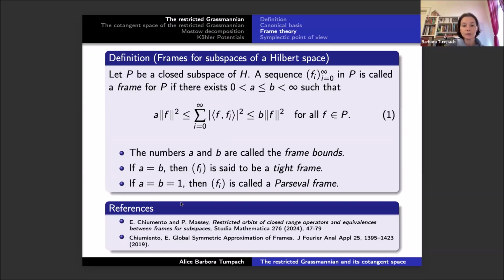I give here two references of Eduardo and Pedro Massey about this theory of frames for subspaces in a Hilbert space. And so the definition I took from this paper, the first paper, and also a similar definition in the second reference that I used.